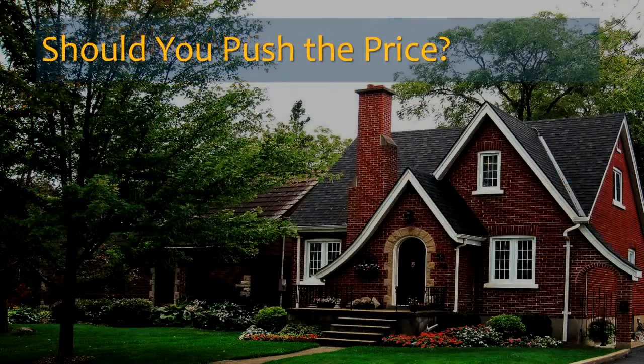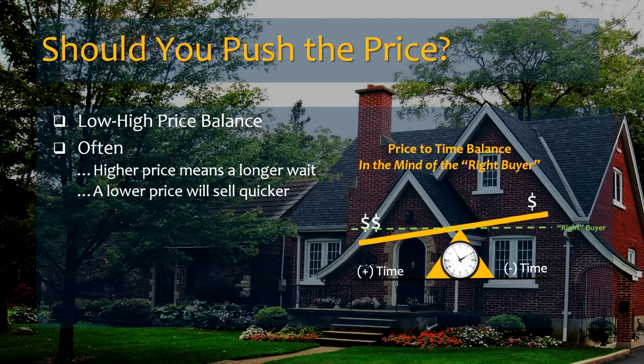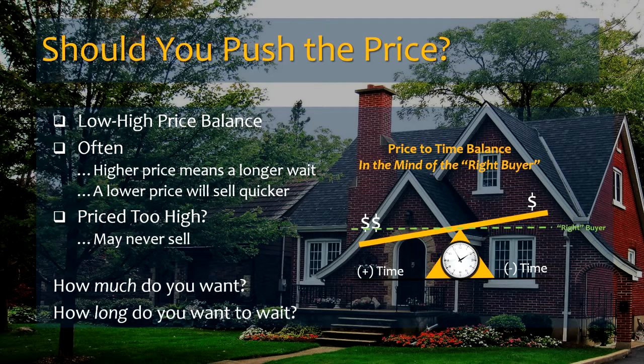If you know the market price and your home's place in the market, the next question is this: should you bump the price up, challenging the upper price range? First, your home really should be worth the higher price. Buyers know an overpriced home and will not buy. But you also need to understand the price to time balance. Often a higher price means a longer wait, and a lower price means a quicker sale. Why would you deliberately pay more for something when you can get a similar one cheaper? So the bottom line is this: how much do you want, and how patient are you?